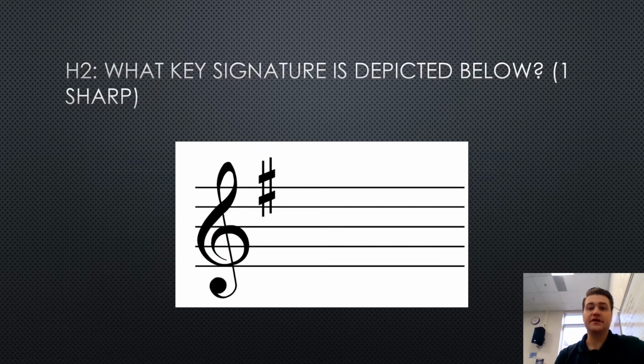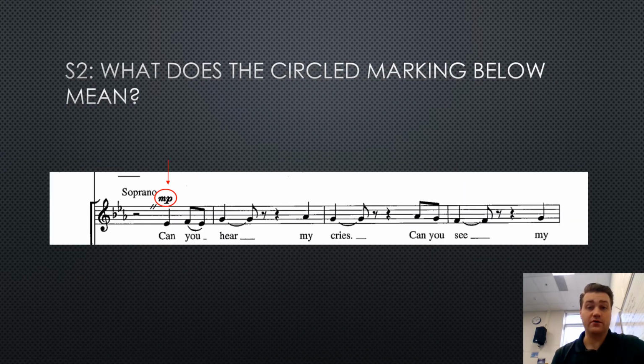Ladies and gentlemen, the key signature depicted below, 1 sharp, would be the key of G major, G as in Garfield. You could also write E as in Edward minor. I would accept G, G major, or E minor. The circled marking below, which is MP, stands for mezzo piano, which also means medium quiet. I would accept mezzo piano or medium quiet.